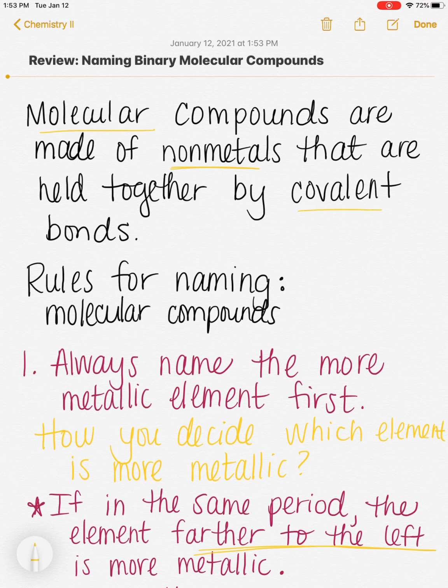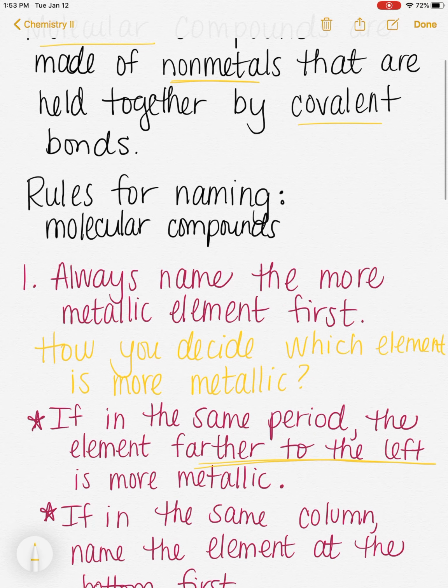If you think back to what we learned in Chemistry 1, covalent bonds are when electrons are shared amongst the atoms. So essentially, when you look at a compound and both of its elements are from the right side of the periodic table, that should indicate to you that you are working with a molecular compound.